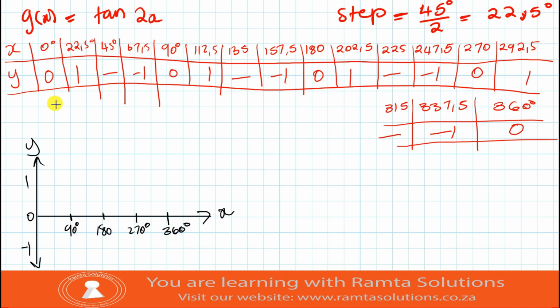So when x is 0 degrees, y is also 0. When it's 22.5, which is half of this, it's 1. When it's 45 degrees, the graph does not exist at that point.